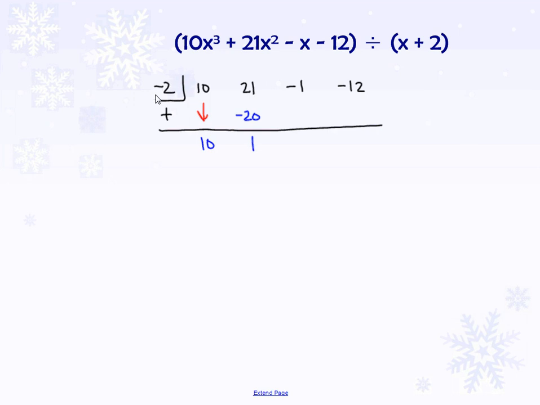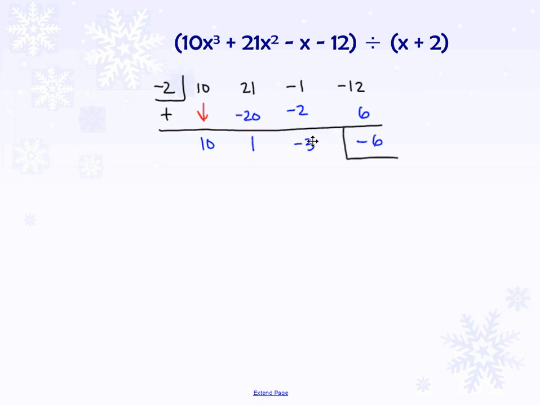And multiply -2 times 1 is -2. Add these two together. -1 plus -2 is -3. Multiply -2 times -3 is +6. Add these two together. That's -6. Remember, the last one goes in a box. That's your remainder. So this is the remainder.